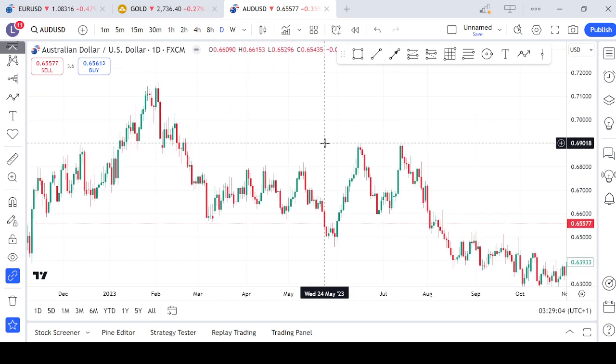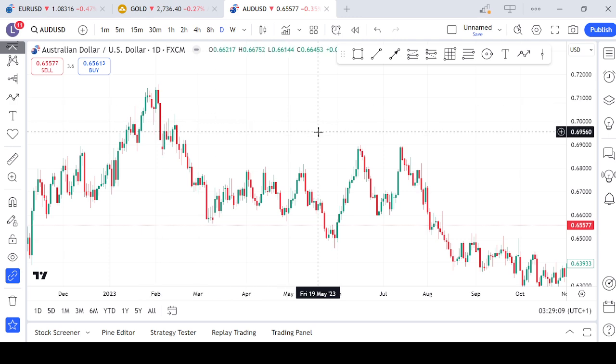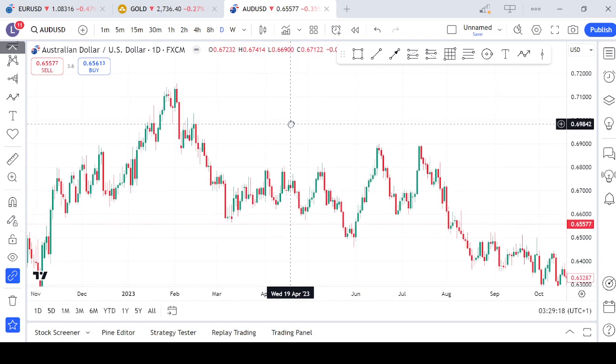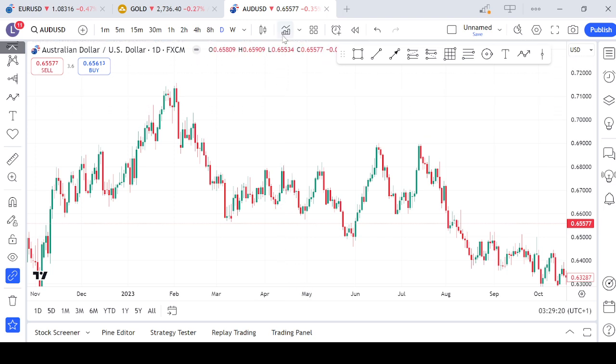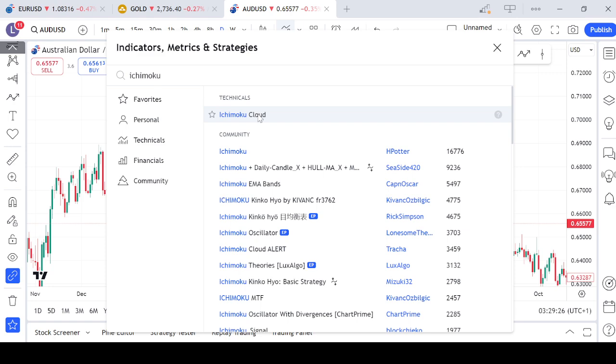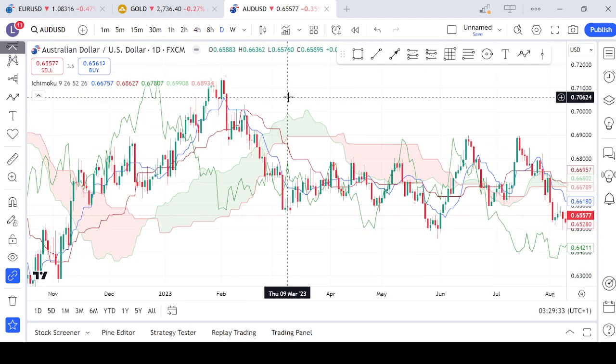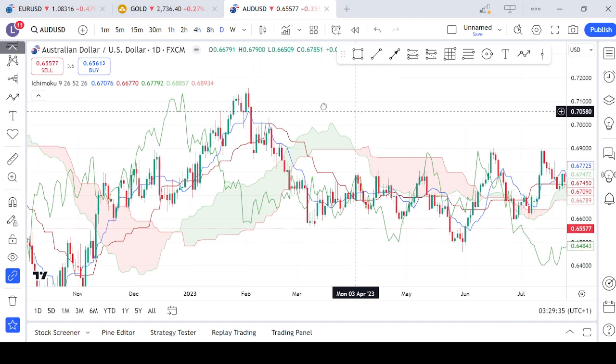This is the TradingView platform, of course, and this is the Australian dollar against US dollar on the daily time frame. So the first TradingView indicator on my list is the Ichimoku Cloud indicator. So I'm just going to add that, Ichimoku Cloud. That is a TradingView indicator. Now it's kind of complex, but I'll explain it.